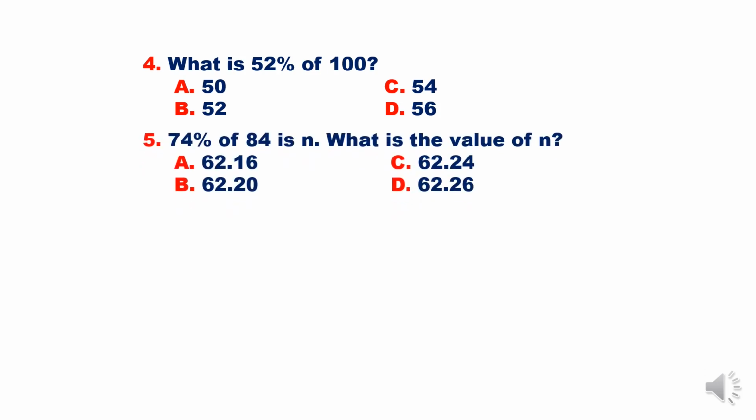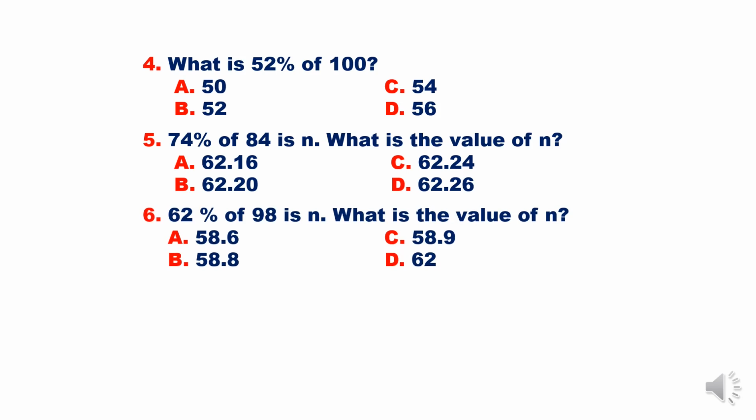Number 5. 74% of 84 is n. What is the value of n? A. 62 and 1600ths, B. 62 and 2000ths, C. 62 and 2400ths, D. 62 and 2600ths.